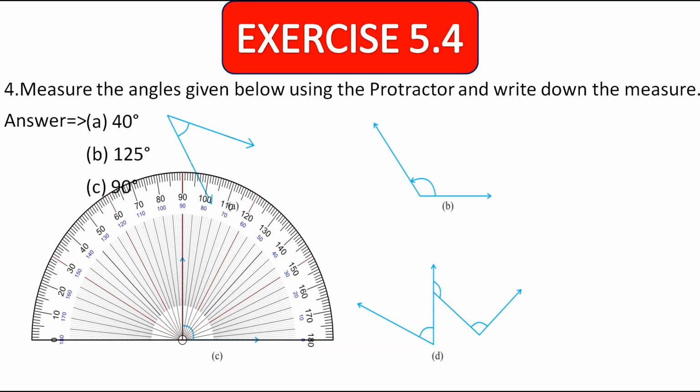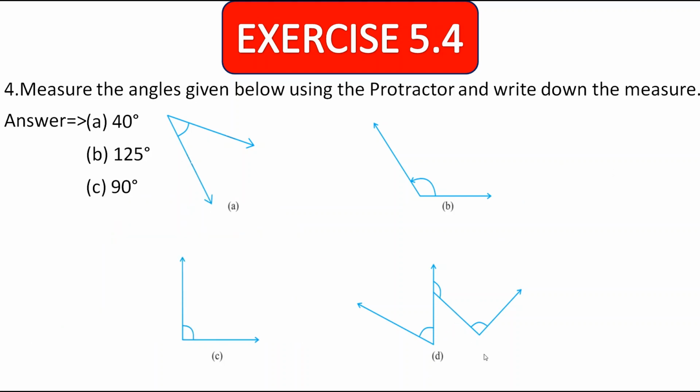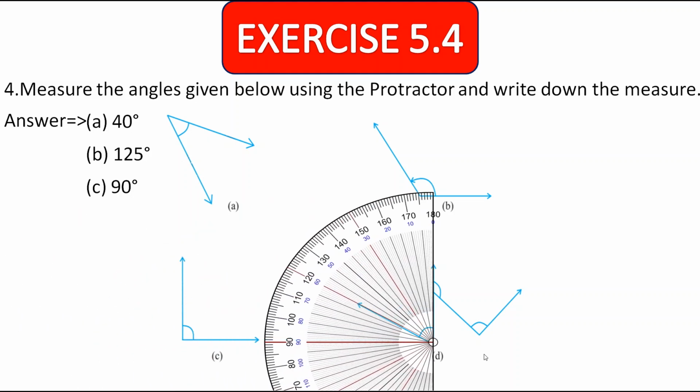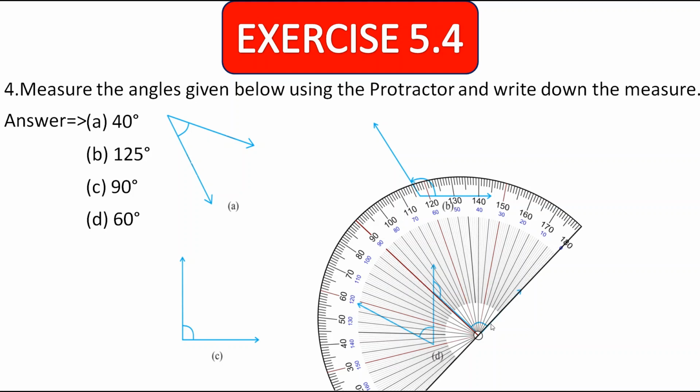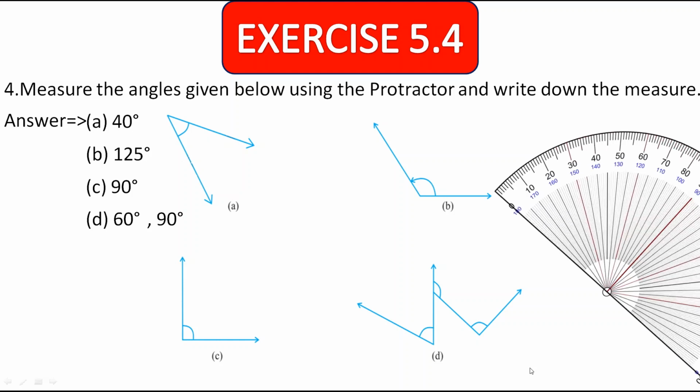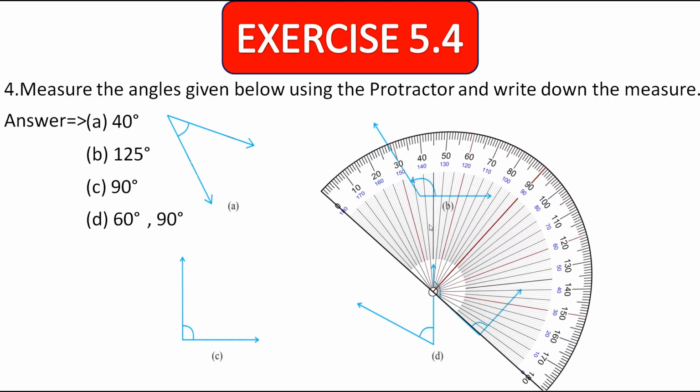Now here in this fourth diagram, there are three angles. Let's measure all the three angles. So here I am placing it this way because I am taking this one as the baseline. You can take this one as the baseline also. The measurement will not change. Okay, so here it is measuring 60 degree. Now let's measure this one. Here it is exactly 90 degree, and this one, the third one, is exactly 135.